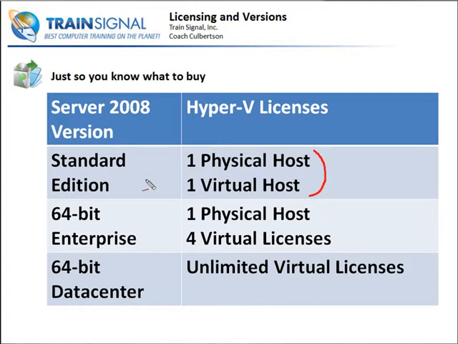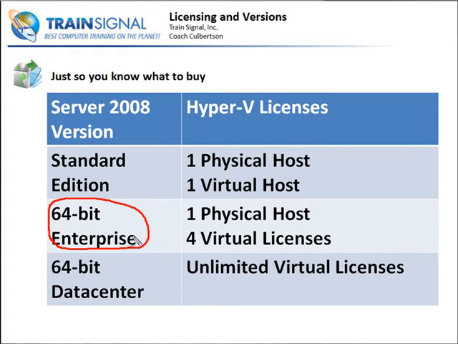Now, when I say Standard Edition, I'm also talking about 32 and 64-bit, just in case you were wondering. So with the Standard Edition of either 32 or 64-bit, you get one physical, one virtual. Now, when you buy the 64-bit Enterprise Edition, and by the way, this is the version that you really need to have if you're going to be running Hyper-V.